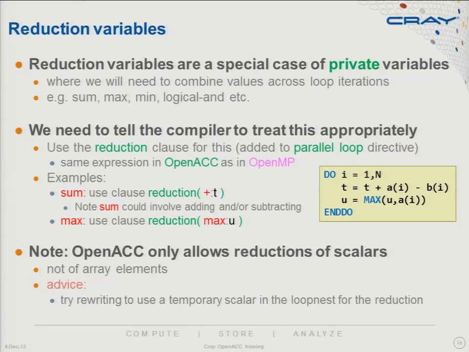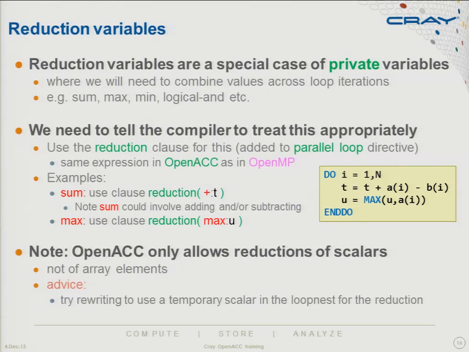If you've done OpenMP, you'll have heard of reduction variables. It's where you want to combine values across loop iterations because you're summing the values of an array. So you want to combine all the values of the array into one value. Or you want to take the maximum or the minimum of an array, or do some sort of logical operation, where you're reducing all of the values of your array down to one number. And you need to tell the compiler to do this properly.